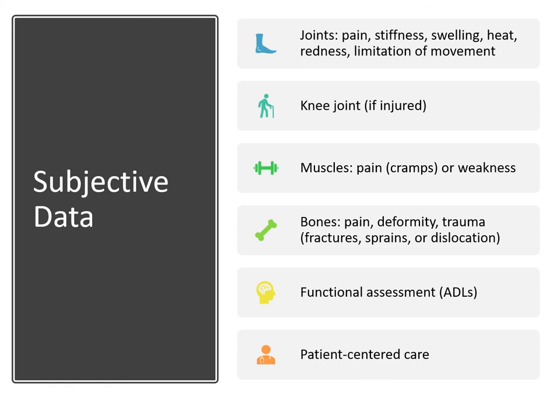As far as subjective data goes, we need to think about joints, muscles, and bones. Asking questions about pain, stiffness, swelling, warmth, redness, or limited movement are important questions to ask regarding joints. In regard to muscles, you may want to ask if the patient is experiencing any cramping or weakness. Questions regarding bones will mostly include any pain or deformities or trauma. For all systems, you will want to ask about their ability to complete ADLs. It is important to make sure your assessments and questions are patient-centered, keeping sensitive and cultural information in mind.